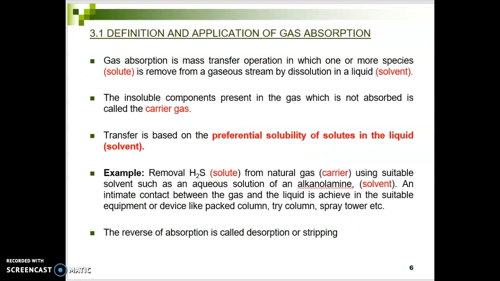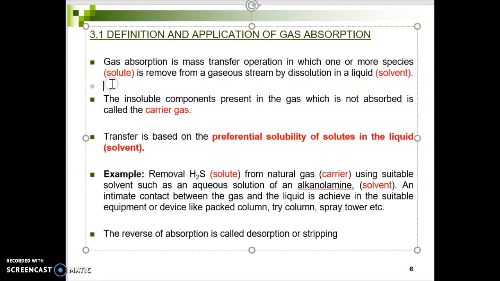Okay, before we go further with the calculation, we need to understand the gas absorption process. So gas absorption is a mass transfer operation in which one or more species, a solute, is removed from a gaseous stream by dissolution in a liquid. That means here we have our solute, which we call A. It must be in a mixture with B. So both of them here are a gaseous mixture.